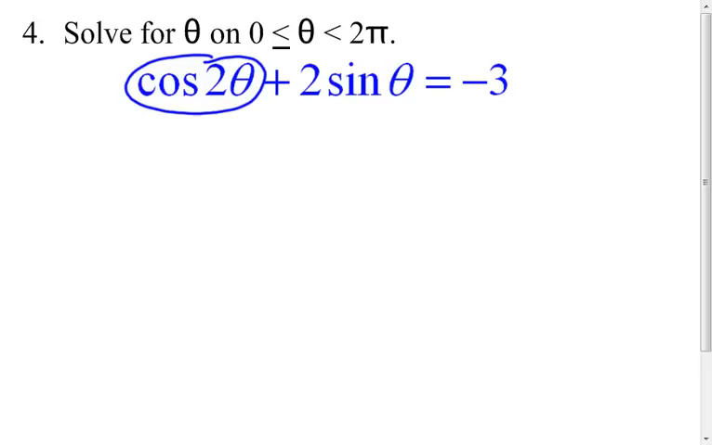Notice you have sine. Your choices, if you look at your formula sheet, are cosine squared minus sine squared, 1 minus 2 sine squared, or 2 cosine squared minus 1. Notice you have a sine right here. And you can't have different trig functions in the same equation and be able to solve them. So you want to pick the one that only has sines in it, since I already have sine in my equation. So I am going to replace that cosine 2 theta with 1 minus 2 sine squared. And go from there.